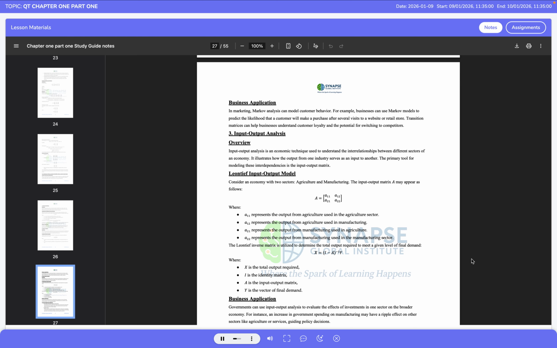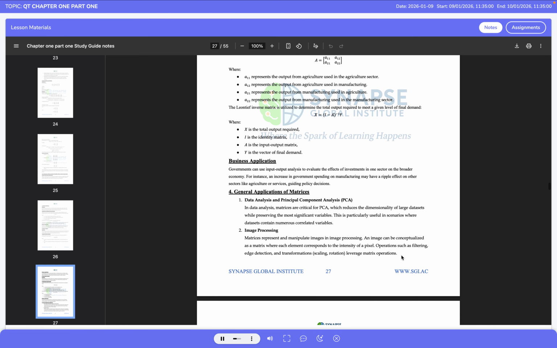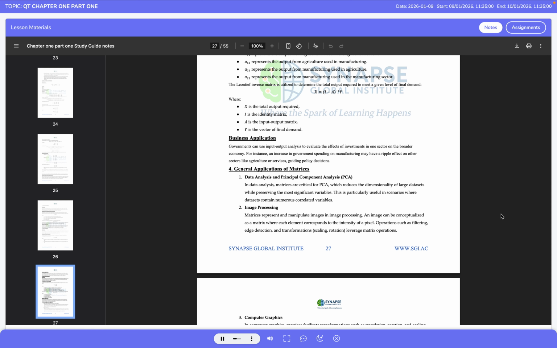To determine the total output required to meet a given level of final demand, we use the Leontief model, which is written as x equals the inverse of I minus A multiplied by y. Here, x represents total output, I is the identity matrix, A is the input-output matrix, and y is the vector of final demand. This model is extremely useful for governments and policymakers, as it allows them to assess how changes in demand or investment in one sector affect the rest of the economy. For instance, increased government spending in manufacturing may create ripple effects across agriculture and services.